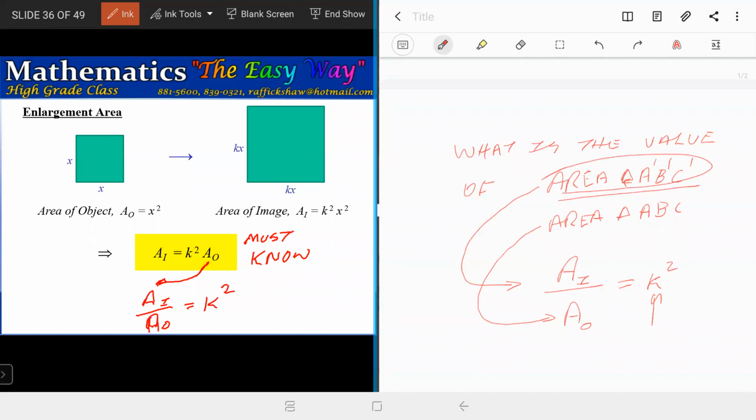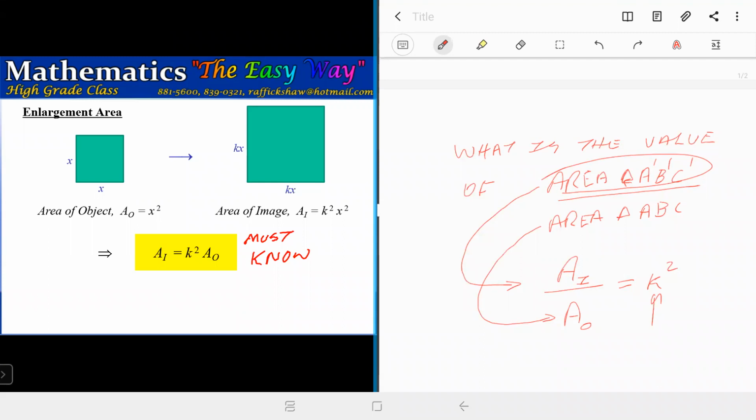So it's something that I ask pretty often. Area of image over area of object is equal to k squared. And it stems from this formula. It's just a transposing of that right here. All right, that's the relationship for area, guys.